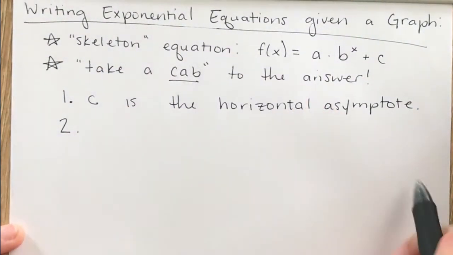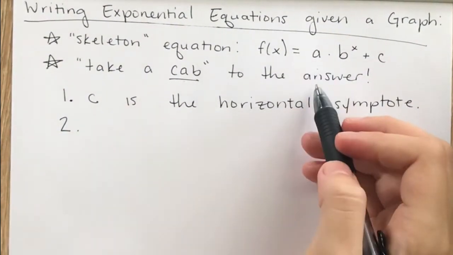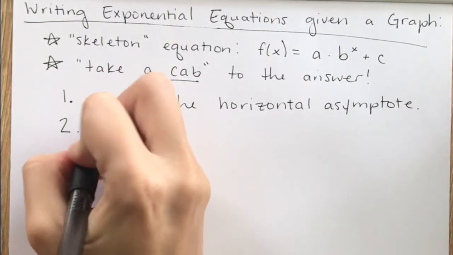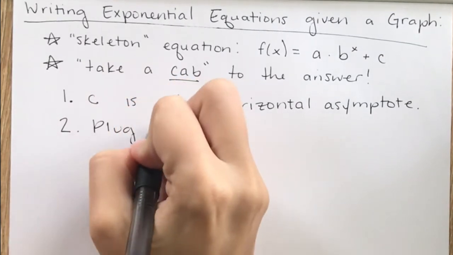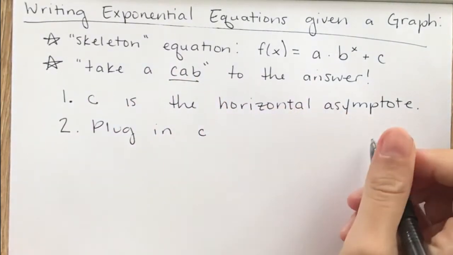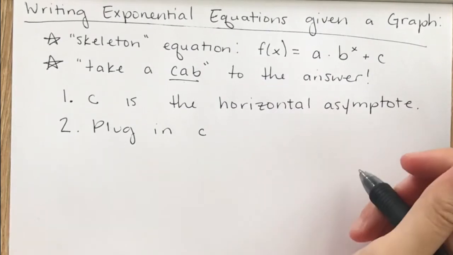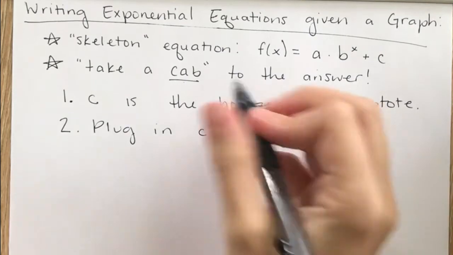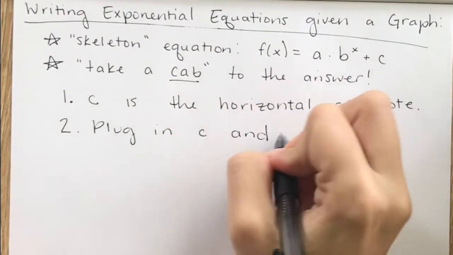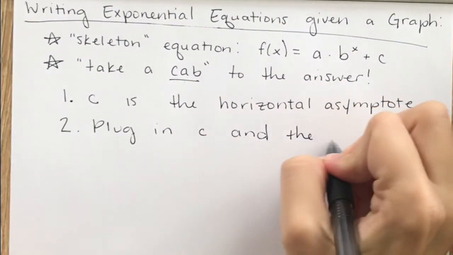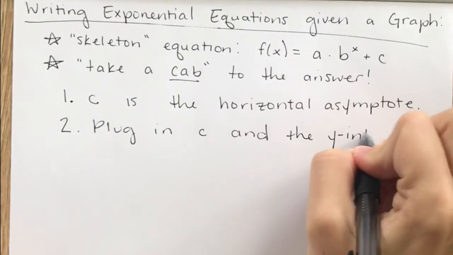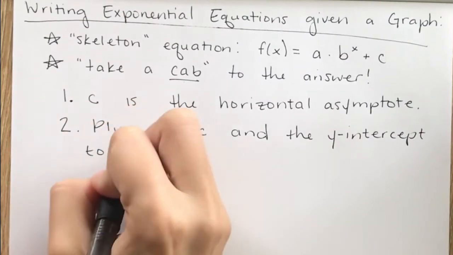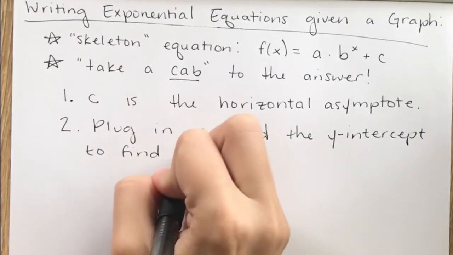Step 2, we're looking for a. How might we find a here? Well, first of all, we want to make sure we plug in c. And then, I'm just going to tell this to y'all now, and then we'll see why it works later. We're going to plug in c and the y-intercept to find a.